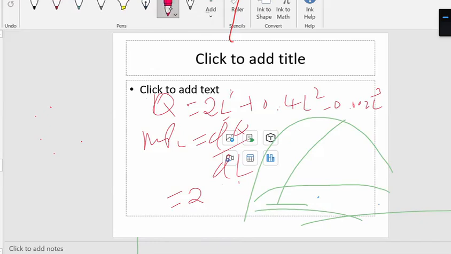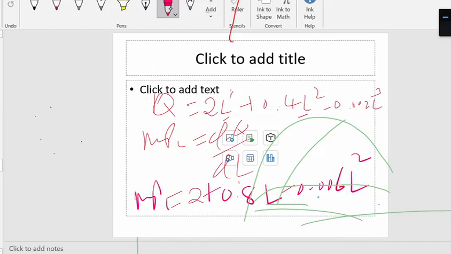Then we come to differentiate this one. This is plus. If you differentiate, the power 2 comes down and multiplies the 0.4, which gives 0.8L, because 2 minus 1 is 1. Then we come to the minus. The 3 should come here, right? Because 3 times 0.002 gives 0.006L squared. So that is the marginal product of labor.